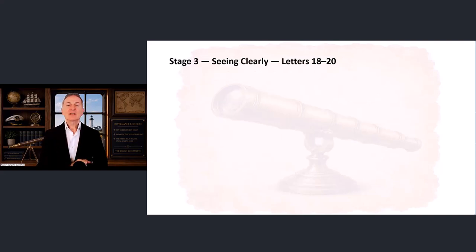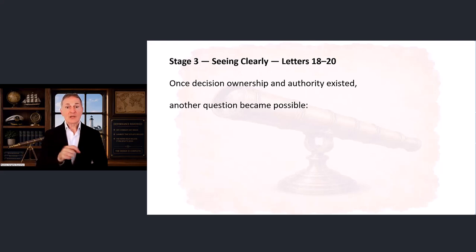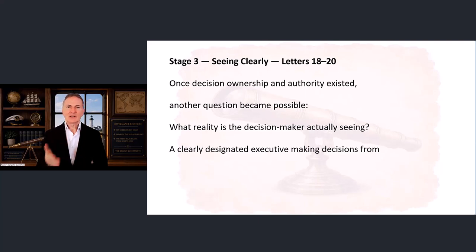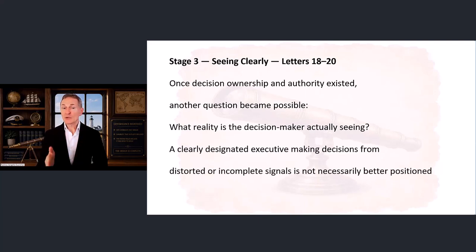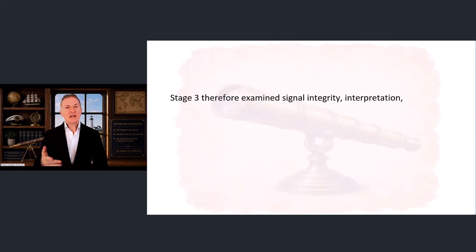Stage 3, seeing clearly, letters 18 to 20. Once decision ownership and authority existed, another question became possible. What reality is the decision maker actually seeing? A clearly designated executive making decisions from distorted or incomplete signals is not necessarily better positioned than an executive without clear ownership. Stage 3, therefore, examined signal integrity, interpretation visibility, data authority, and architecture.